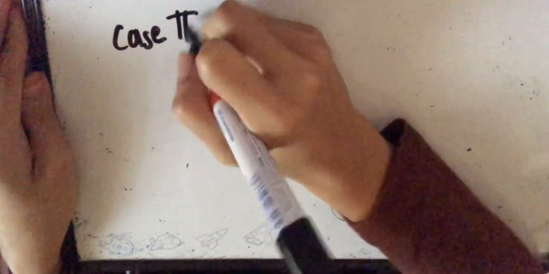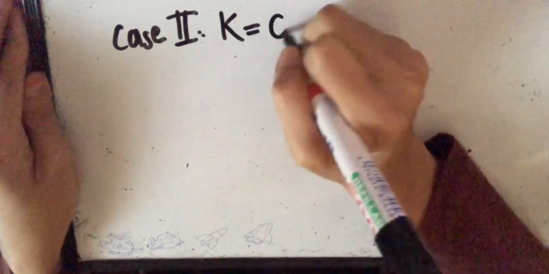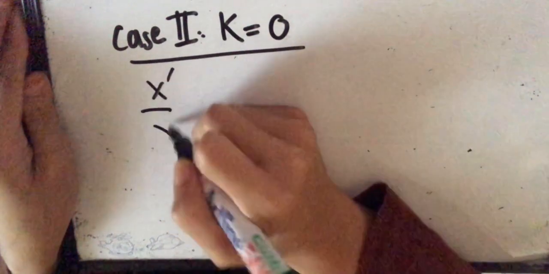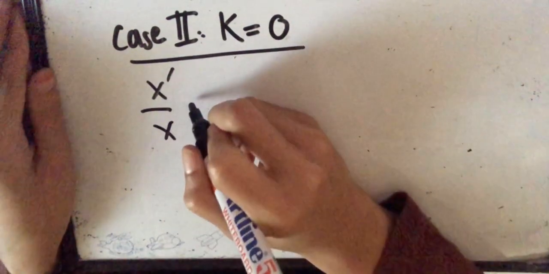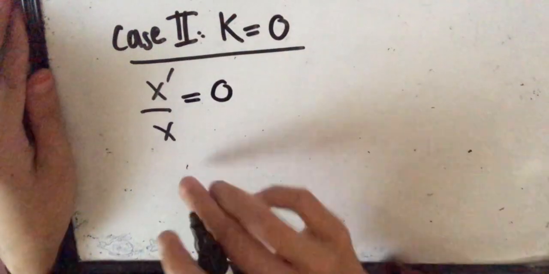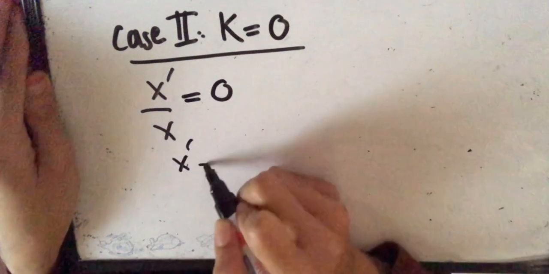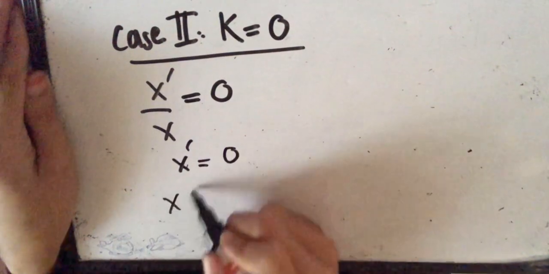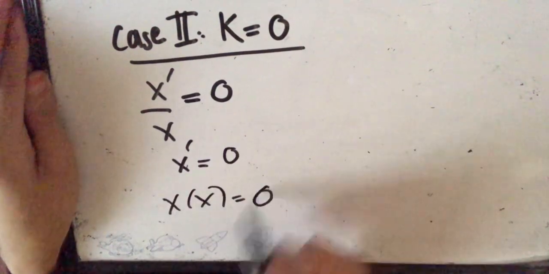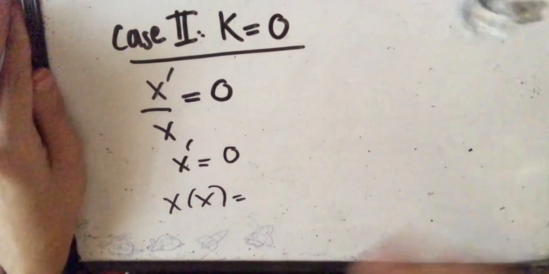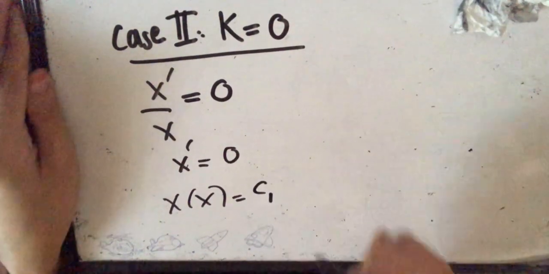Okay, so now we continue with case 2. For case 2, k equals 0, right? Using the same equation, x prime over x equals k, we equate it to 0. I will replace k with 0, so x prime equals 0, therefore the equation for x is... sorry, not 0. So x is C1.